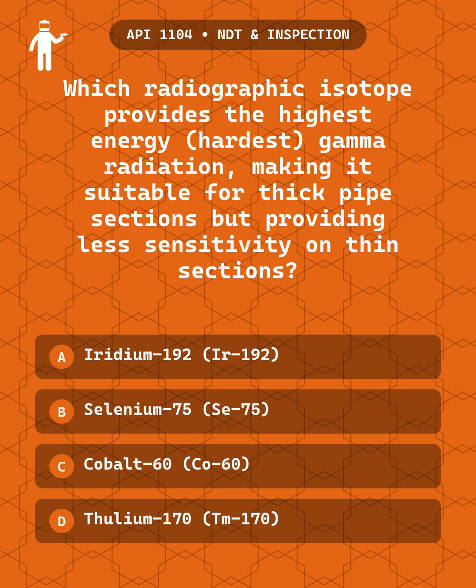Question 5. Which radiographic isotope provides the highest energy gamma radiation, making it suitable for thick pipe sections but with less sensitivity on thin sections? Is it A, iridium-192, B, selenium-75, C, cobalt-60, or D, thulium-170?